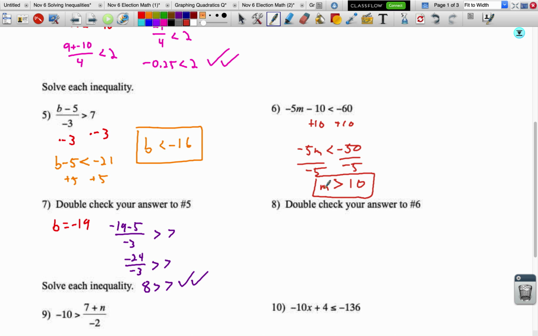All right, what's a good number bigger than 10 to double check with? Well, maybe 11. All right, let's plug that in. So -5 times 11 minus 10 is less than -60. -55 minus 10 is less than -60. -65 is less than -60, and that is true. It is facing towards the smaller negative.